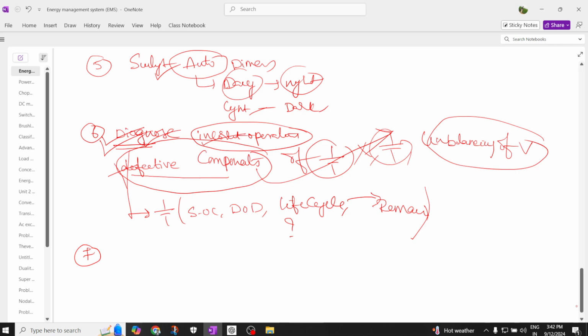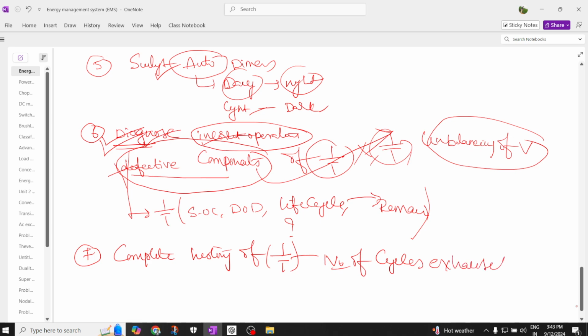Coming to the next feature, it is able to analyze the history. You can have a complete history of the energy source. Energy source is nothing but the battery. Especially, we can identify how many cycles have been exhausted, or how many cycles have been completed. That can be easily identified with the help of an energy management system.